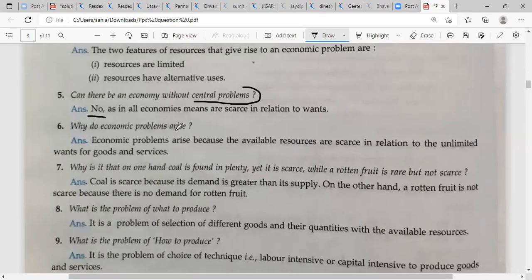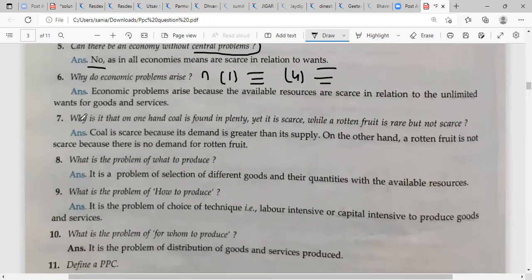Next is, why do economic problems arise? You already know the answer, right? For example, if your question is for 1 mark, then you are going to write only points: scarcity of resources, resources have alternative uses, all that. But if the question is for 4 marks, then you are going to explain them as well. Okay? Okay, teacher. Yes.